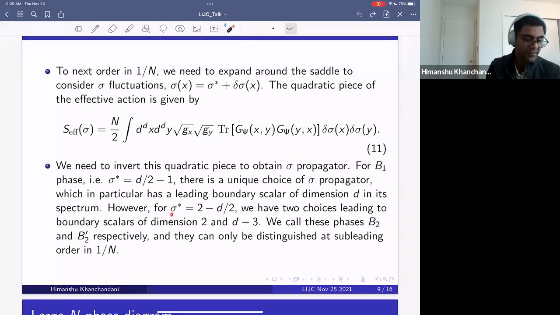But if you choose this value of sigma star equals 2 minus d over 2, the B2 phase, which exists only between 3 and 4, then you realize that there are 2 inverses of this kernel, and they correspond to 2 different phases on the boundary. In particular, the scalar sigma induces a boundary scalar, and in these 2 phases there are 2 different values of the boundary dimension of sigma. These 2 are 2 and d minus 3. I will call these phases B2 and B2 prime, and they can only be distinguished at subleading order in 1 over n. At leading order in 1 over n, they are the same.